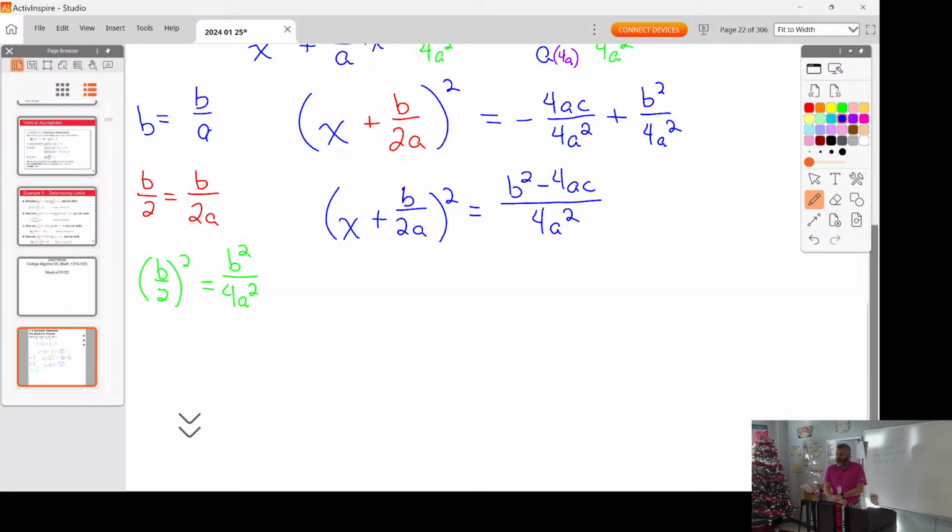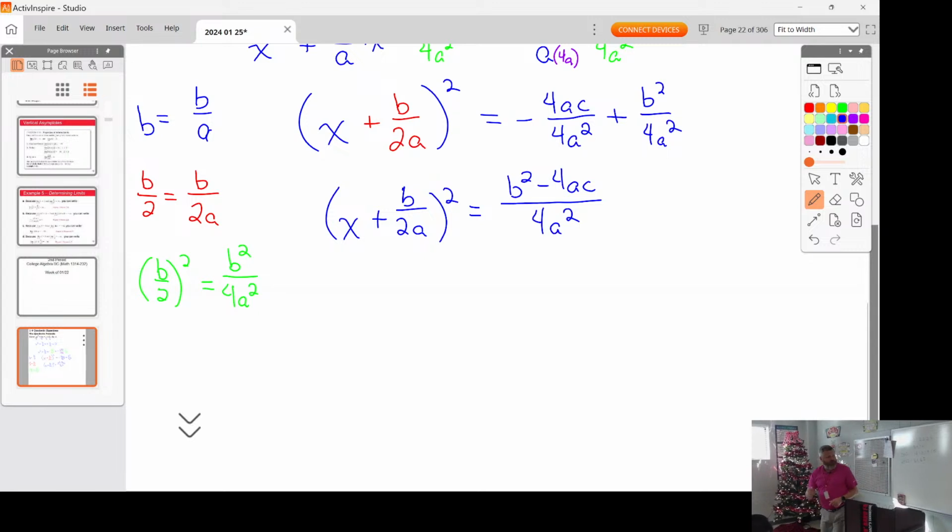Okay. Back to completing the square. The right side is now simplified. The left side is a perfect square. What can I do now? I need to get, remember, we're getting x by itself.